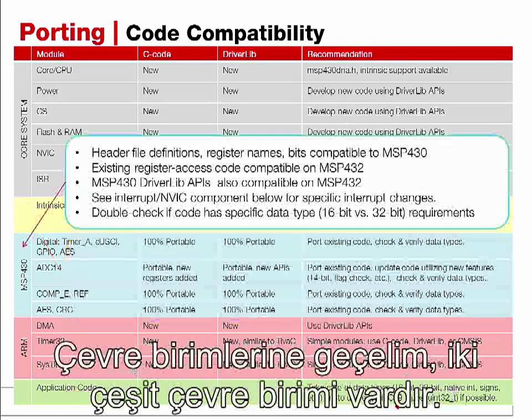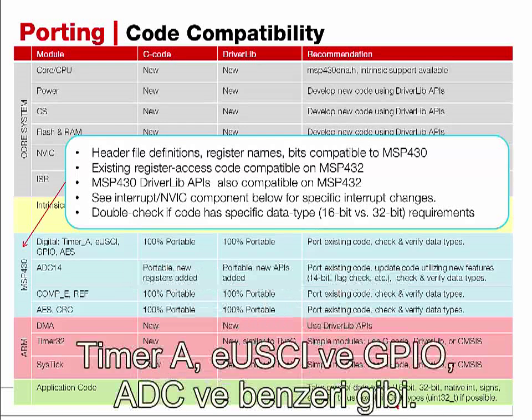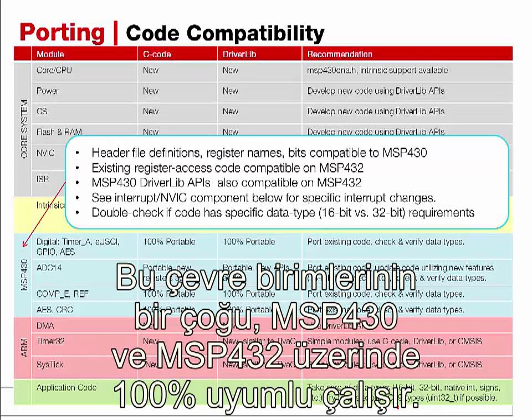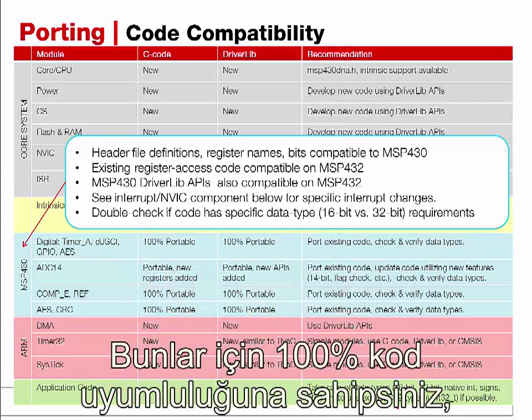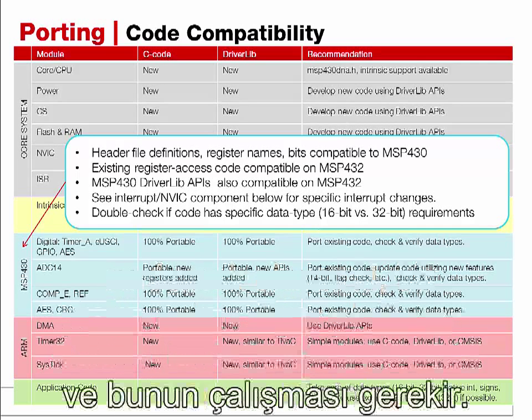Moving on to the peripherals, there are two types of peripherals. First off are the MSP peripherals. So these are the same ones we have on MSP430 today, such as Timer_A, eUSCI, GPIO, ADC, and so on and so forth. So many of these peripherals are 100% identical across MSP430 and MSP432. And for those, you have 100% code compatibility. That means you can just copy and paste the code over from one platform to another and it should work.